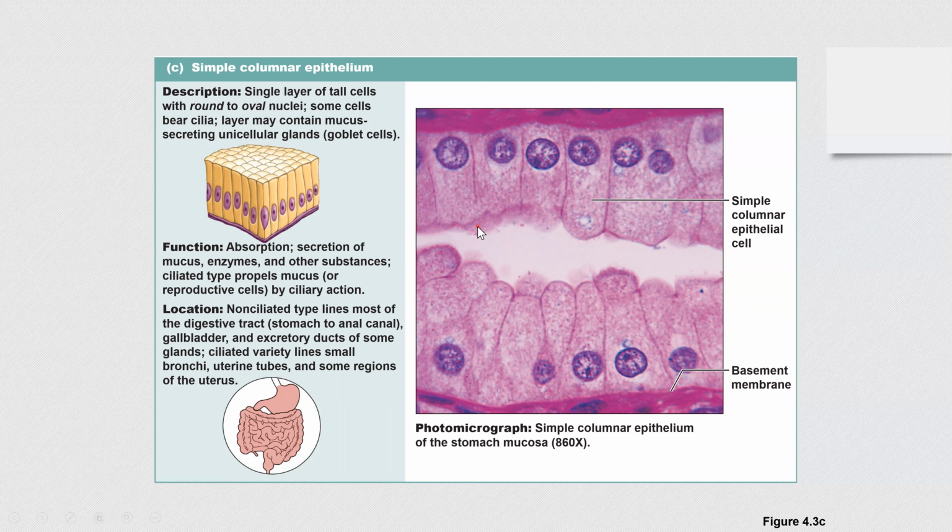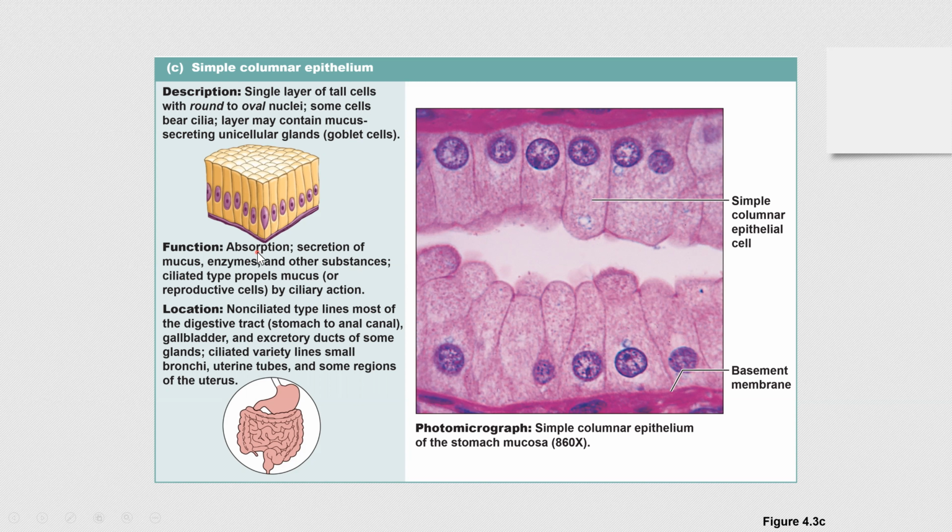So here's a histology slide. You can see tall cells with a nice round nucleus over here, right? That's a basement membrane shown in a darker color, and this will be the free surface. So function: absorption, secretion, the secretion of mucus, enzymes, and other substances. The ciliated type propels mucus or reproductive cells by ciliary action.